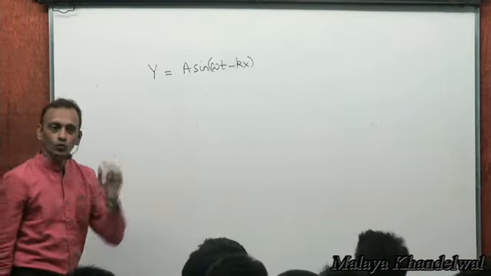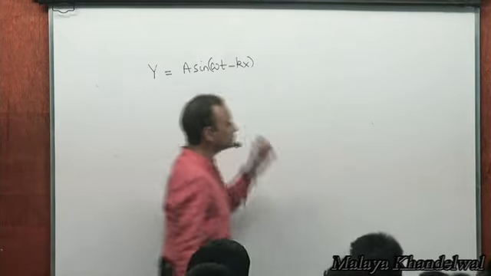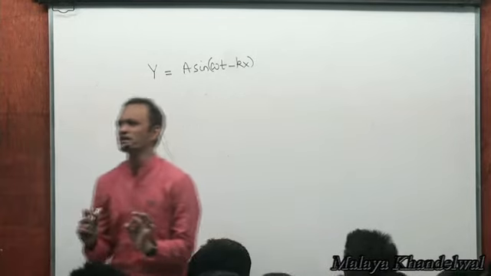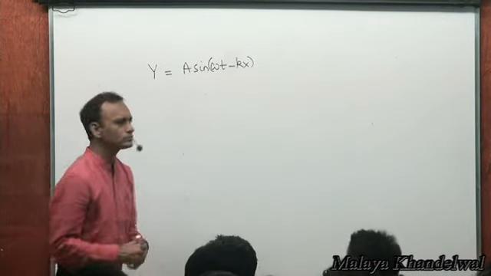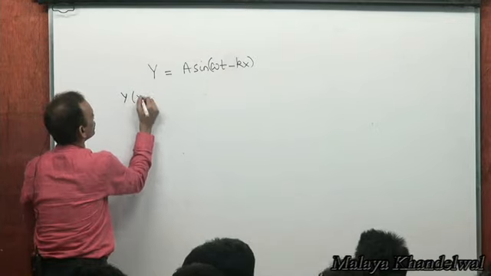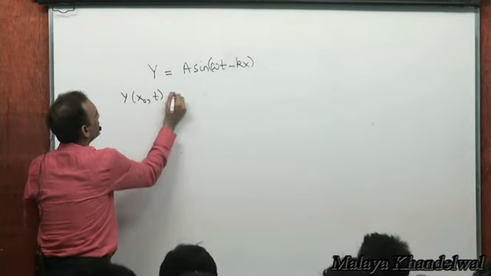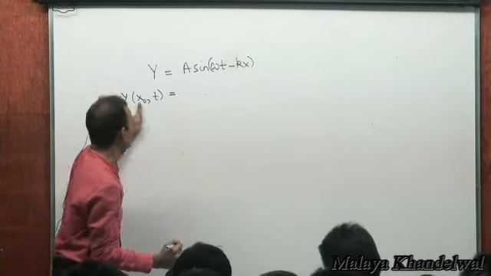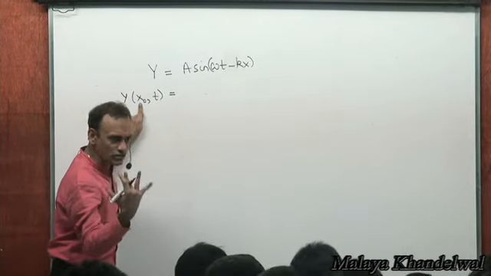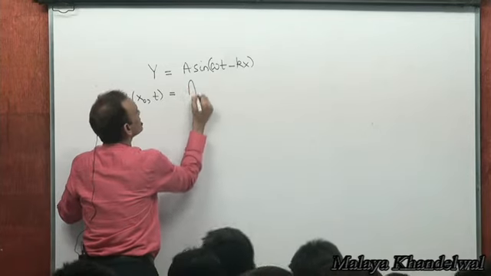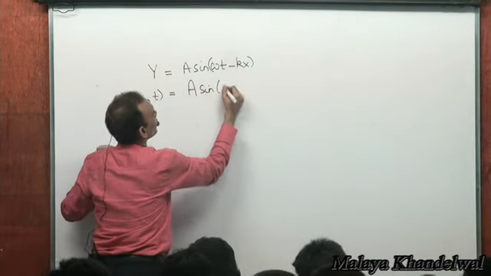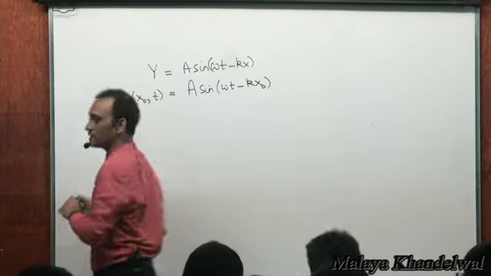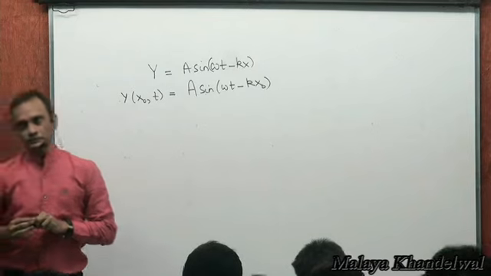Now, for a given x, let me talk of a particle at x equal to x naught and characterize its displacement at various instants of time t. A certain particle P at x equal to x naught is given by a sine(omega t minus kx naught). Right?